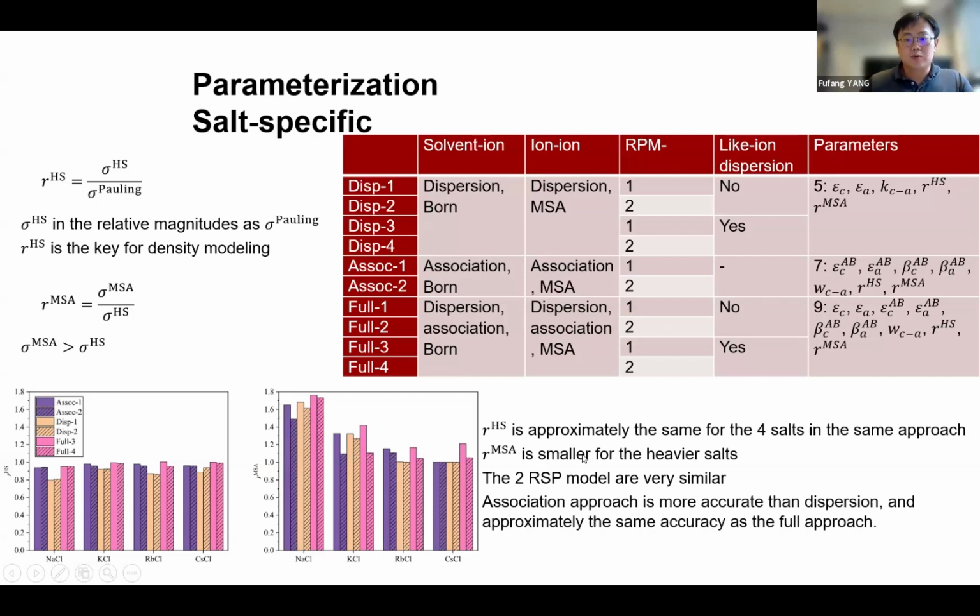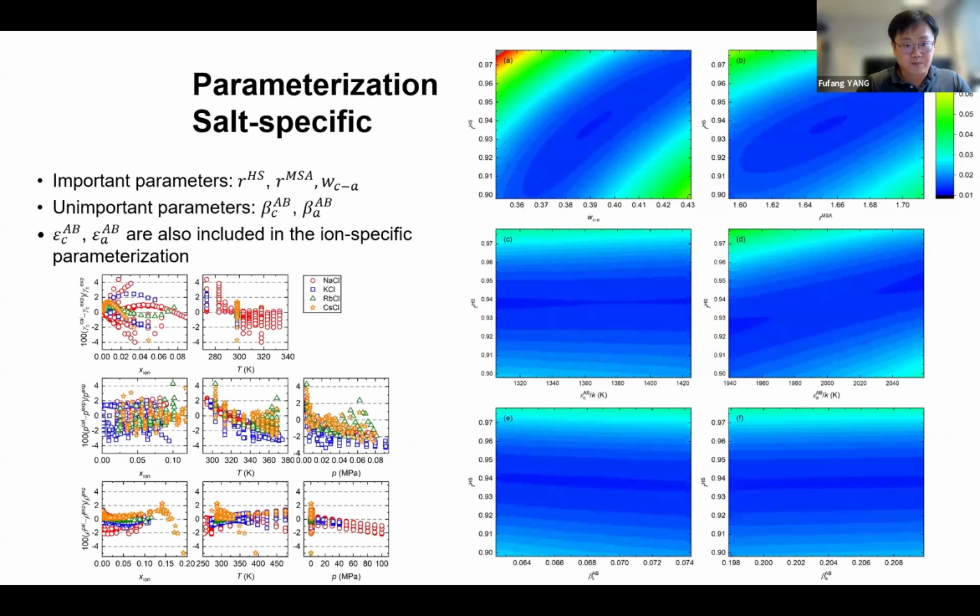And we also find that the two RSP models are very similar. And we find that the association approach is more accurate than the dispersion approach. And it is actually about the same accuracy as the full approach. This is really not a fair comparison because we are using different numbers of adjustable parameters here, but we are going to do a fair comparison later. But we also see that this full approach with more adjustable parameters does not make it better.